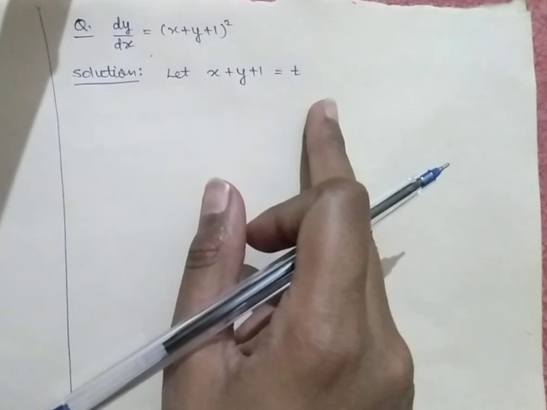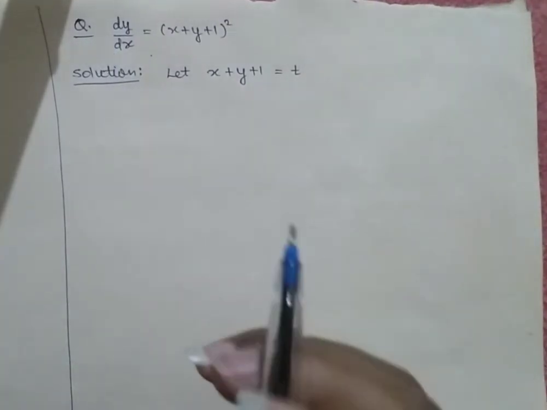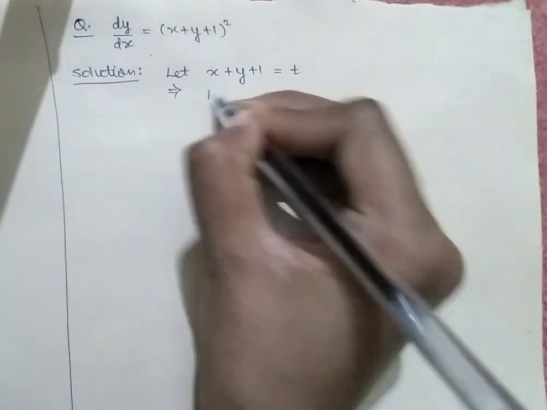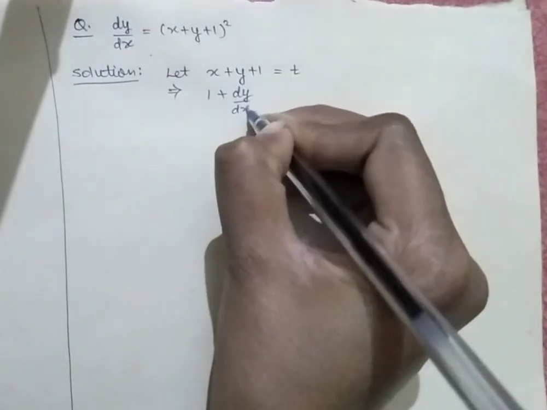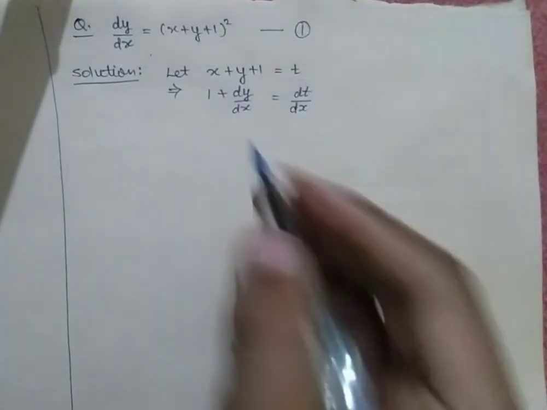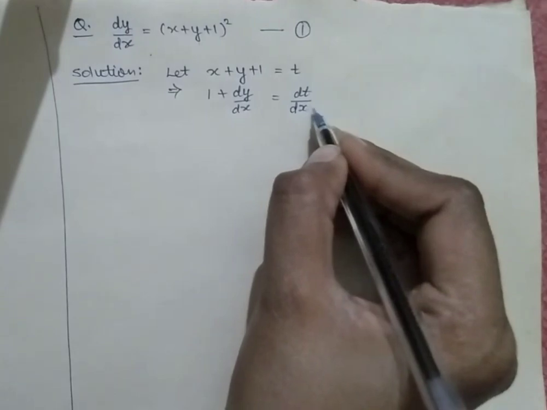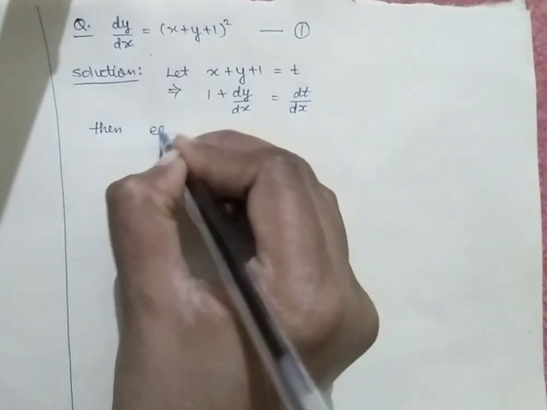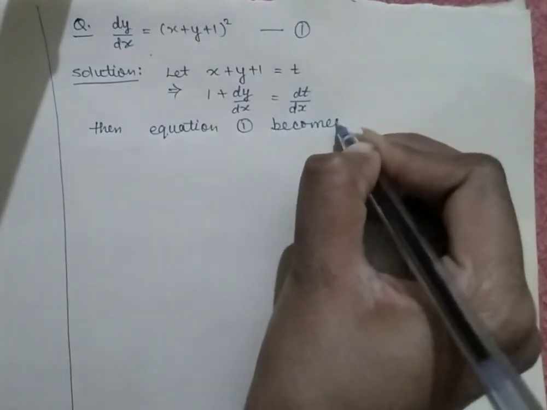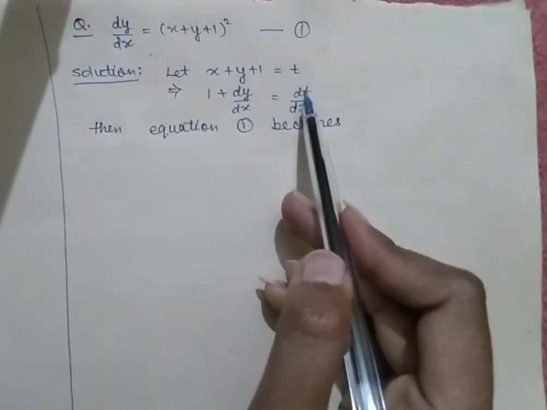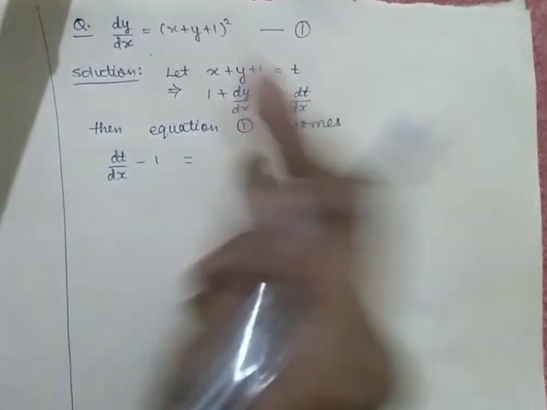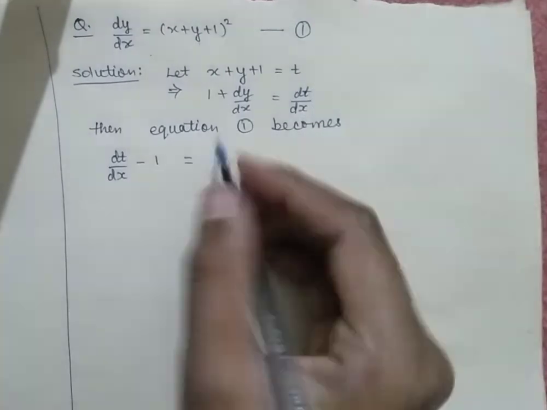If we substitute like this, then we need dy by dx. So we differentiate this with respect to x. On differentiating with respect to x, we get 1 plus dy by dx equal to dt by dx. Mark this equation as 1. What happens with equation 1? In place of dy by dx, I can write dt by dx minus 1. This is equal to x plus y plus 1 whole square, that is t square.